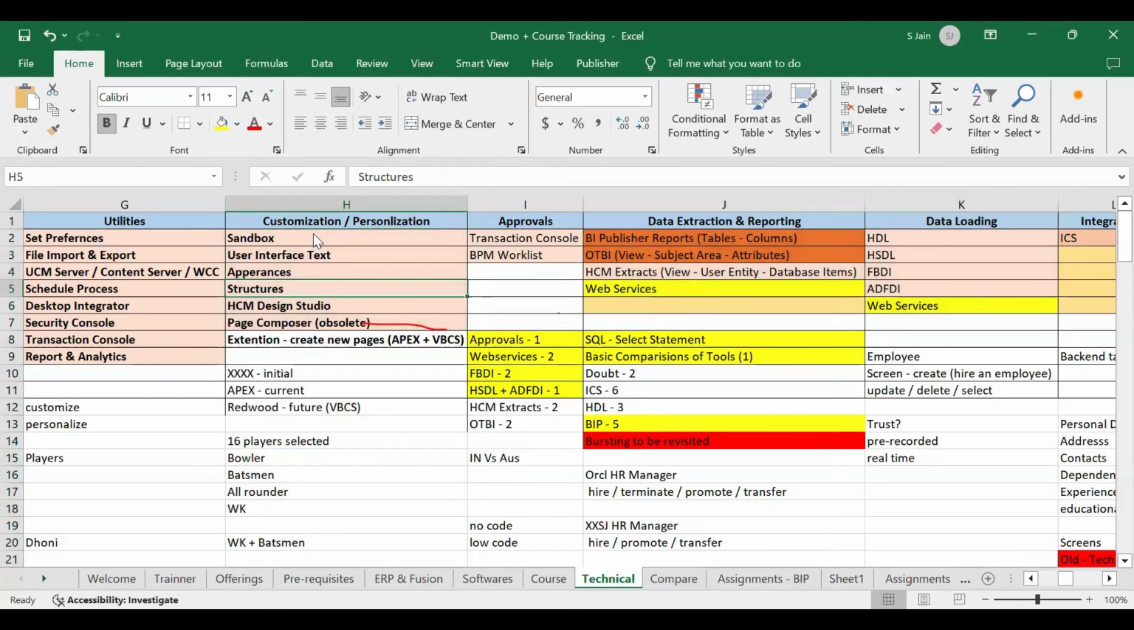So for the software being used, there may be a requirement from the client that, okay, this seeded software that we are using, I want to customize it. I want to hide certain fields. I want to add an additional field.